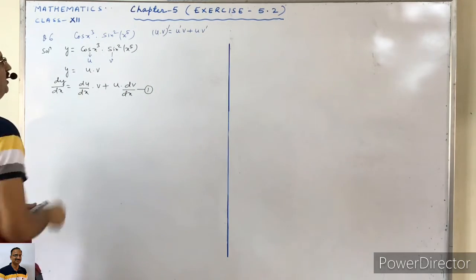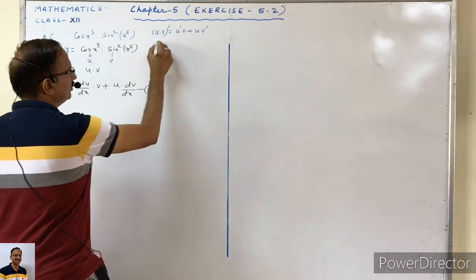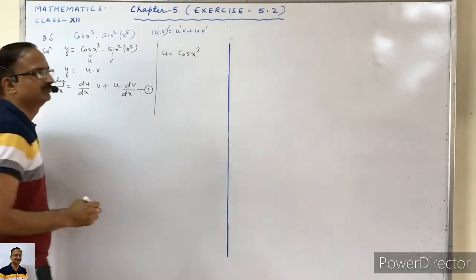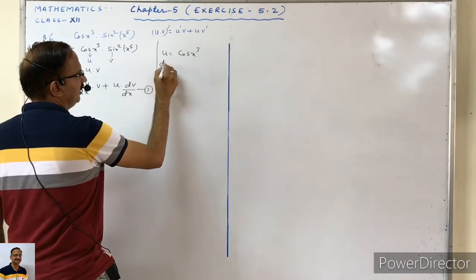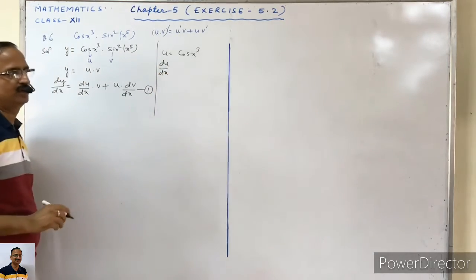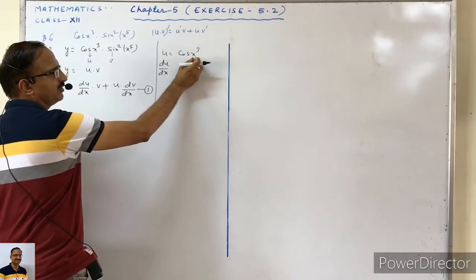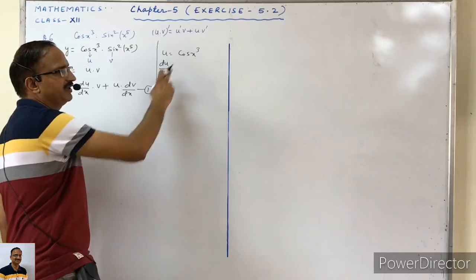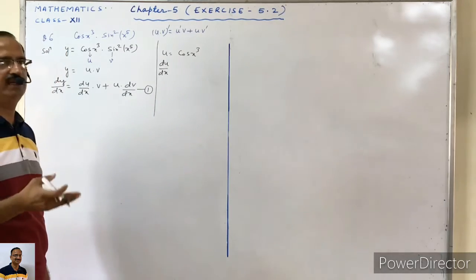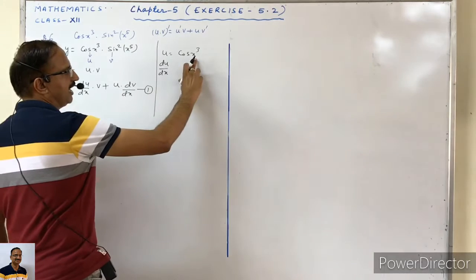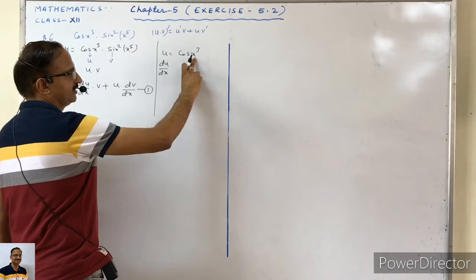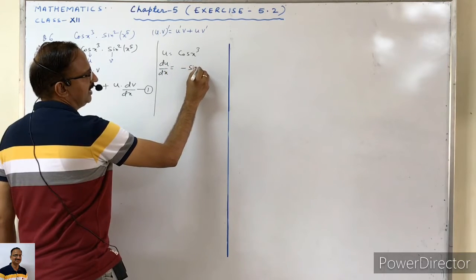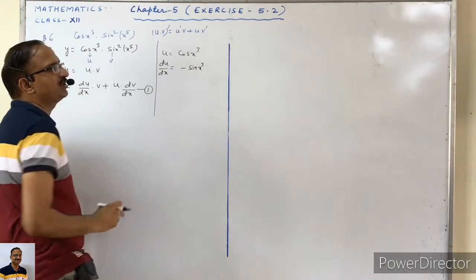So let us start with u. Now the u function is cos x cube. So we want to find du by dx. For the time being, let us suppose that this is x cube. So I am finding the differentiation of this function directly without using chain rule. For the time being, let us suppose that this is x. So what is the differentiation of cos x? It is minus sine x. But actually this is not x.